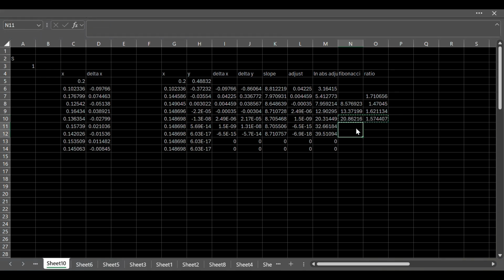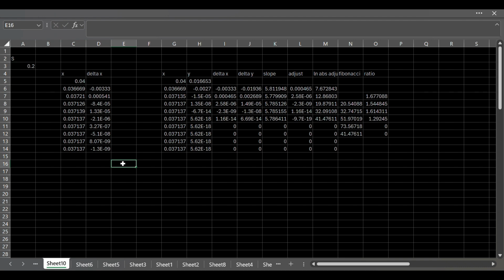Notice that we still see the same Fibonacci type pattern in the errors. It's a common thing with all these examples, with every example. It's not exact, but it's close.